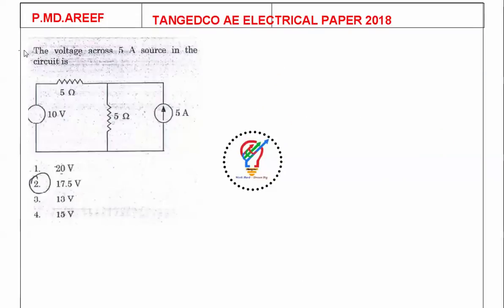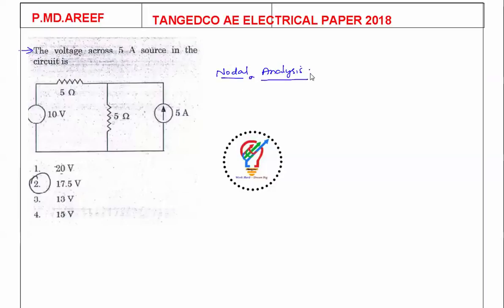The next question from the networks, a simple network given. The voltage across 5 ampere source in the circuit. So here we need to find the voltage across this 5 ampere current source, means the voltage across the 5 ohm resistor here. Now for solving this problem, I will take nodal analysis. By using nodal analysis, it is easier to solve this problem.